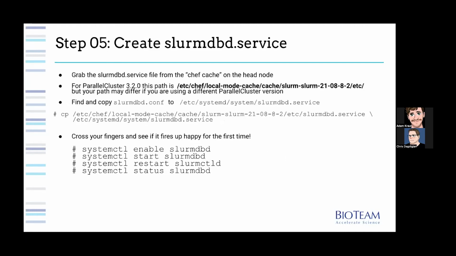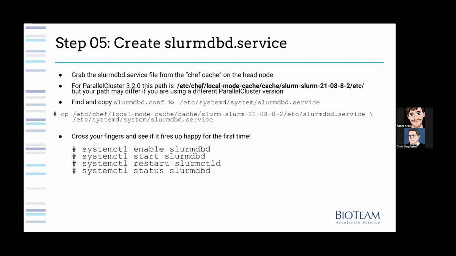Step 5 is we need to cross our fingers, and we actually need to, oh, I've got a typo in here. We are going to copy the slurmdbd.service file out of the chef cache. We're not taking slurmdbd.conf. So actually the example here is correct. We're taking slurmdbd.service and copying it to /etc/systemd/system/slurmdbd.service. The cool thing about stealing this out of the chef repo is you don't have to edit the file at all. The service file is ready to go. So you copy it to the right place and then you enable it, you start it. I like to restart it just to make sure that it's going to restart without complaining. And then finally you run the status command.